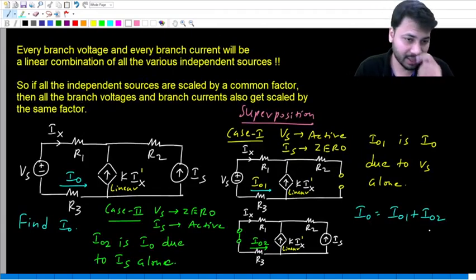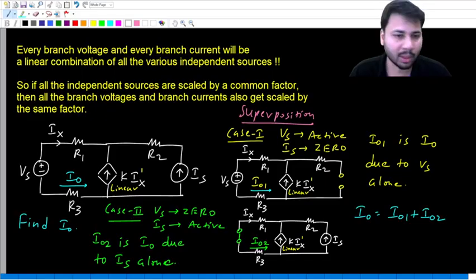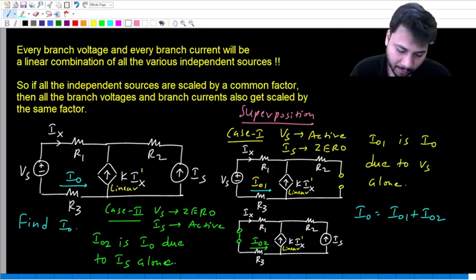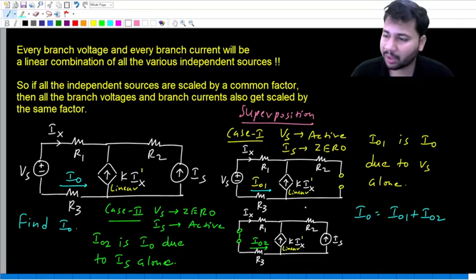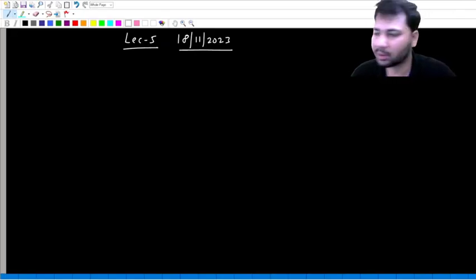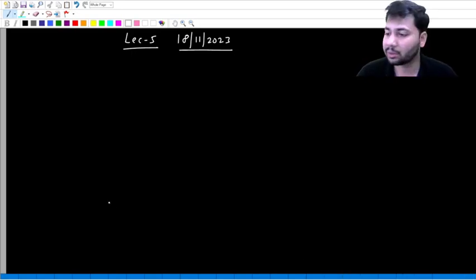Towards the end of the last session, we also took up one example related to superposition. For this circuit, there are two sources, Vs and Is, and we can perform two separate experiments, or write down two separate cases. In each case, we find the value of I0, and in the end, we just add the two values of I0 to get the net value of I0. Initially in this session, we'll look at a few examples wherein we can use this superposition, and then we'll move on to other things.